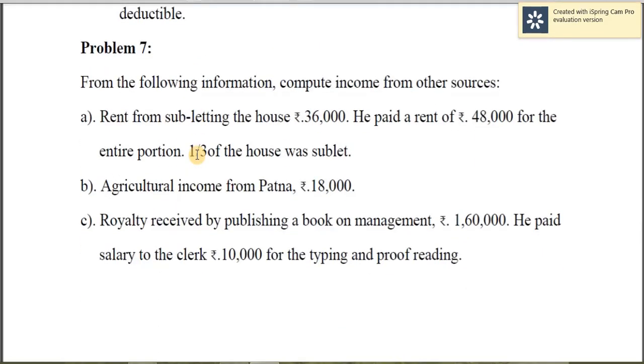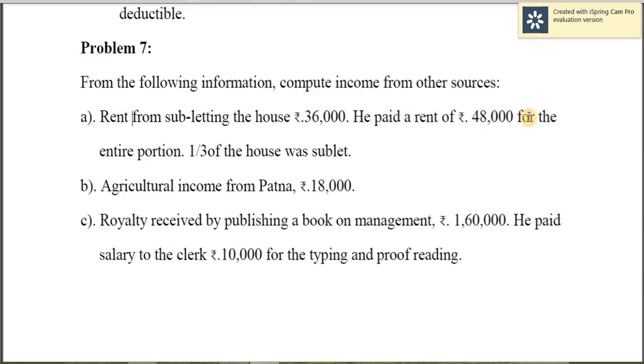Okay, now we'll move on to problem number 7. Rent from subletting of house is 36,000. This is the income on subletting. Subletting means you are in a rented house, and now you are subletting a portion of that to somebody else, and therefore you are entitled to get income. So 36,000 is the income derived by subletting, in the form of rent.